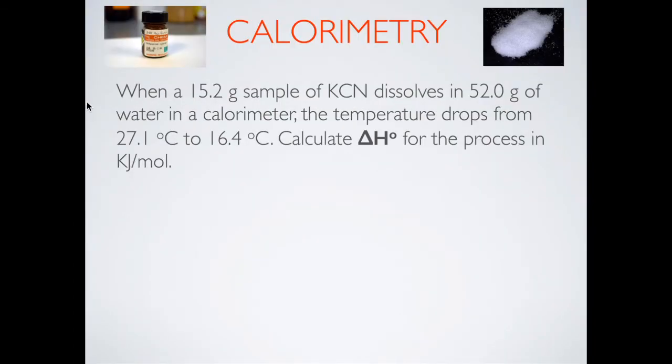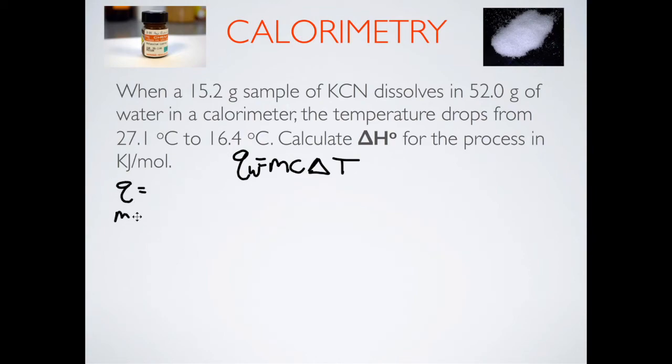So in this problem, we're starting off with 15.2 grams of potassium cyanide. It's dissolving in 52 grams of water in a calorimeter, and we have a temperature change. And we're supposed to calculate delta H for this process. We're going to be using the equation Q equals mc delta T. But to start off with, we're going to have to make sure that we're finding the Q of the water. So we're going to find all of the water numbers, and then we're going to convert it from there.